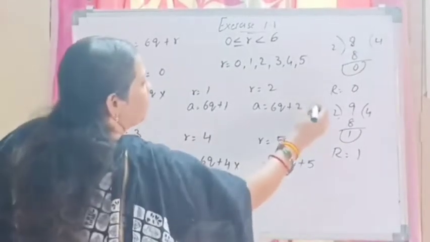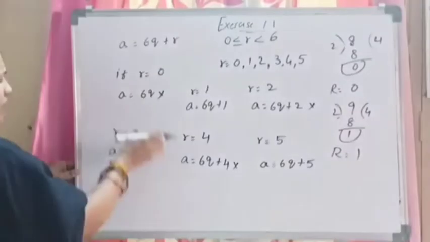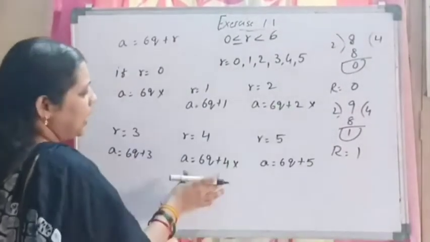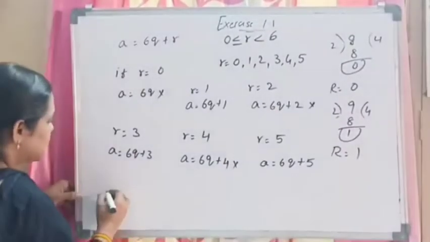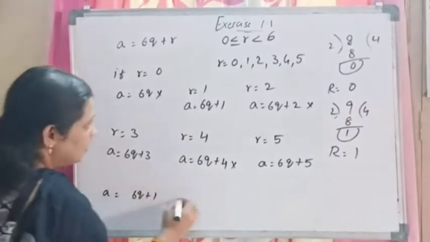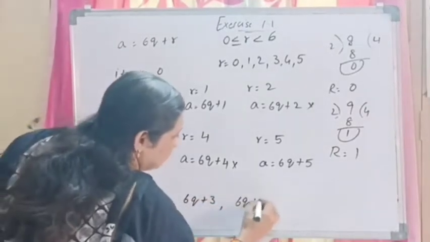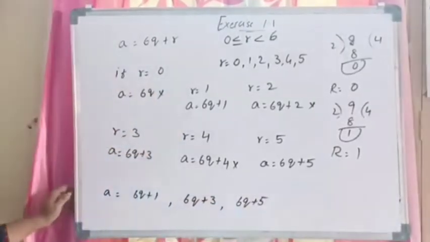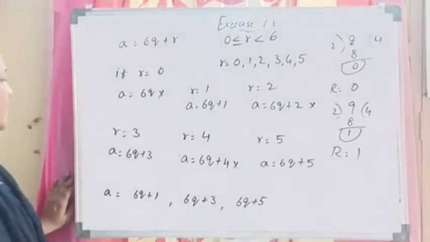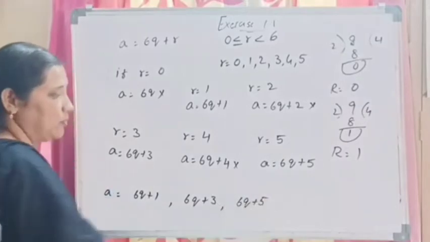Since a is taken as an odd positive integer, a cannot be written in the form of 6q plus 2 and 6q plus 4. So a is equal to, we can write as, a is equal to 6q plus 1, 6q plus 3, 6q plus 5. Therefore, any odd positive integer is in the form of 6q plus 1, 6q plus 3, 6q plus 5.